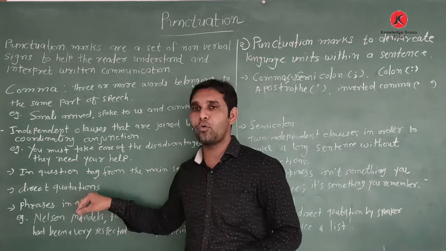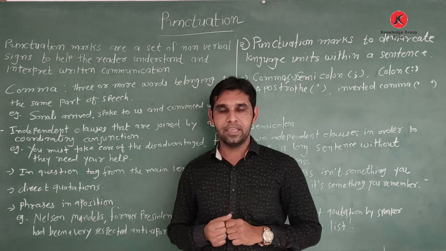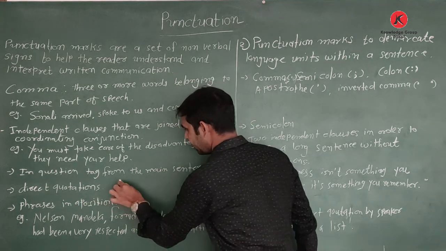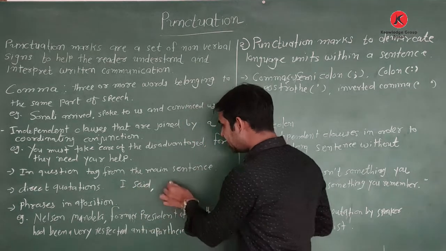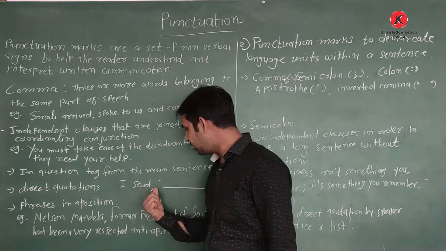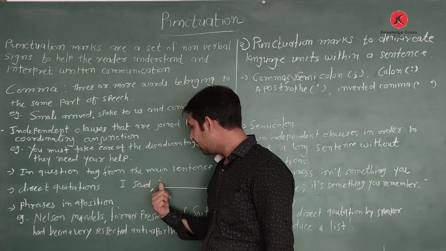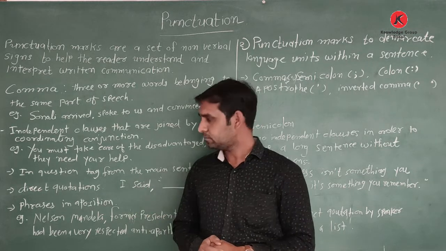Then comes to the direct quotation. In direct quotation we use the comma. If I said, then what do I use? Comma, then start the inverted comma for the speech. But before that, before using the inverted comma, we use the comma.